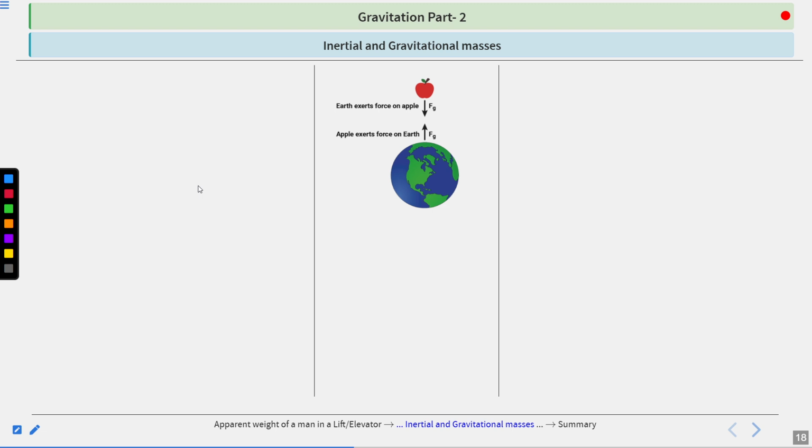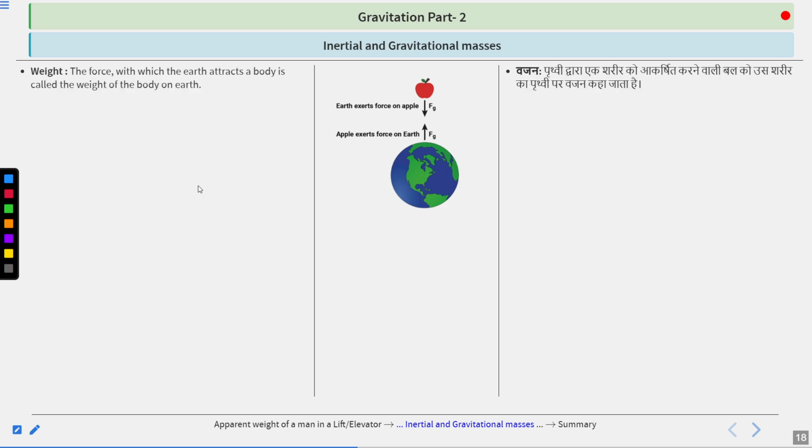Properties, basically. Now, what is weight? In the starting, we talked about the apparent weight and actual weight. Now it's time to talk about the weight. What is the weight and how is it different from the mass?